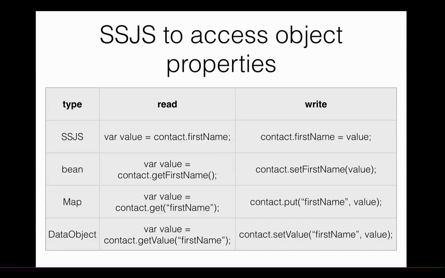And finally, if we're dealing with a data object, then we have methods called getValue and setValue. The method signature is very similar to that of a map, in that if we want to read the value, we pass it the name of the property. If we want to write the value, we pass the name of the property and the value to assign to it.